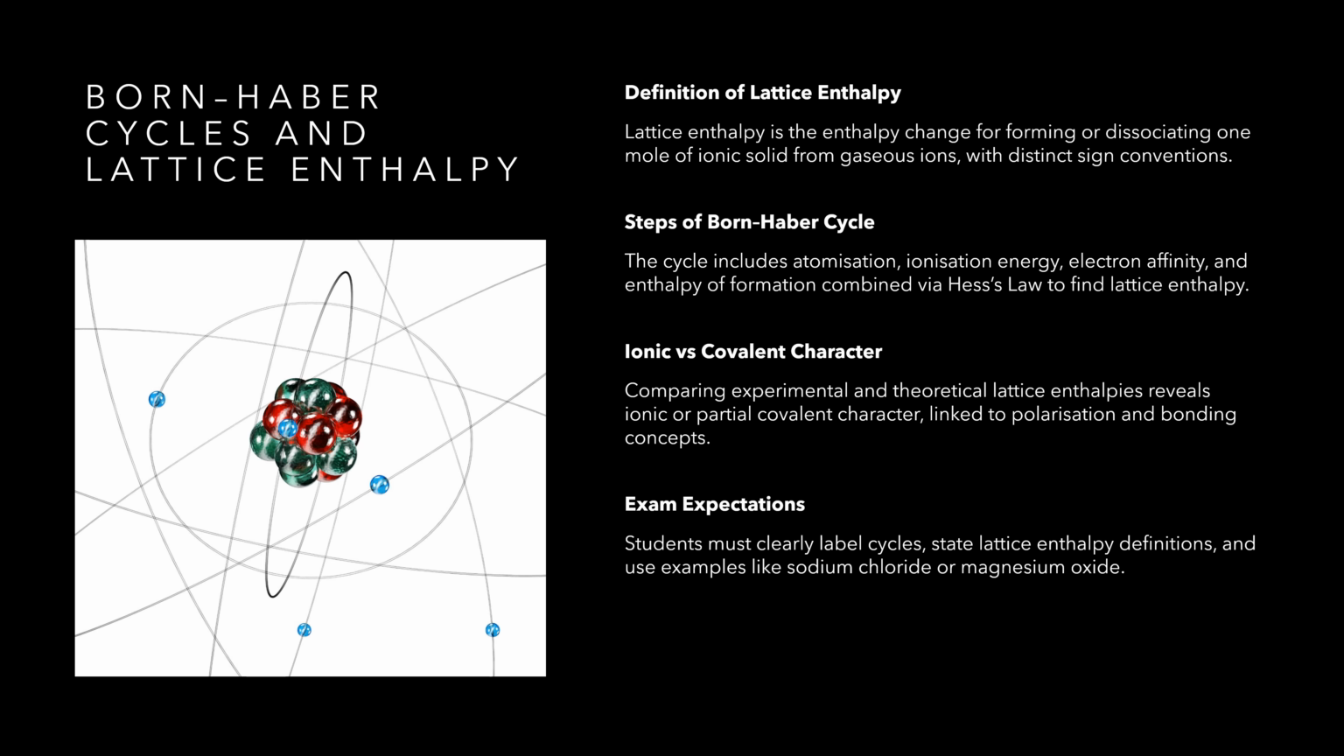A typical Born-Haber cycle includes several steps: atomization of the elements, ionization energies of the metal, electron affinities of the nonmetal, and the enthalpy of formation of the ionic compound. By applying Hess's law, these known values are combined to calculate the unknown lattice enthalpy.